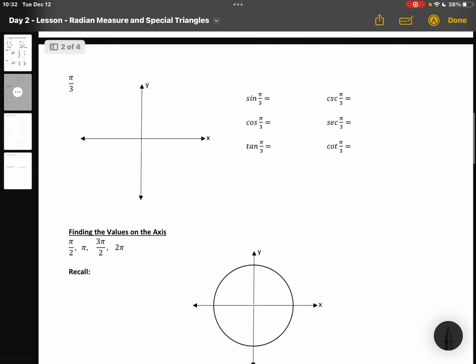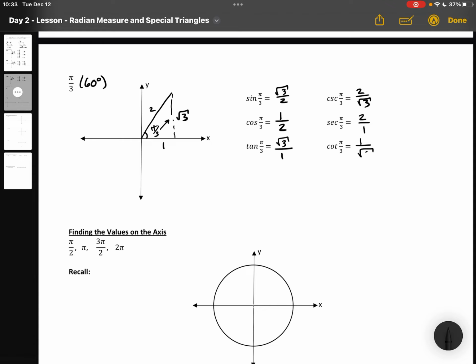Our last special angle that we need to do is pi over 3, which is 60 degrees. Draw that up here. So I've got pi over 3 as my reference angle, and then I've got the side lengths 1, 2, and root 3. My sine ratio is opposite over hypotenuse. So this is root 3 over 2. My cosecant ratio is just the inverse of that, so 2 over root 3. Cosine is my adjacent side over the hypotenuse, and then I flip those around for the secant ratio. Tan is going to be my opposite over adjacent, and then I can flip those around.